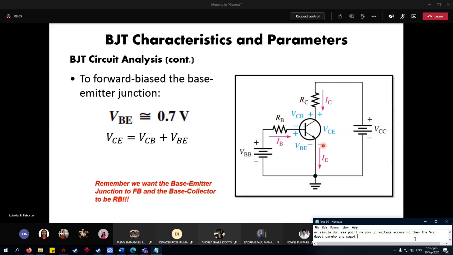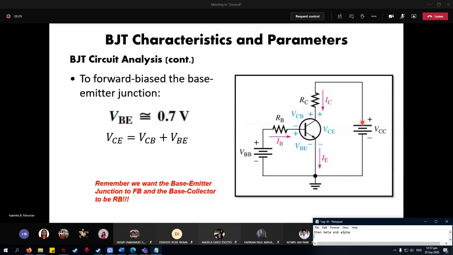Okay? So, you have another formula. VCE is equal to VCB plus VBE. If it is a PNP, same formula. Okay? So, may nadagdag na sa formula ninyo. One is the IE is equal to IB plus IC. The beta is equal to IC over IB. The alpha is IC over IE.